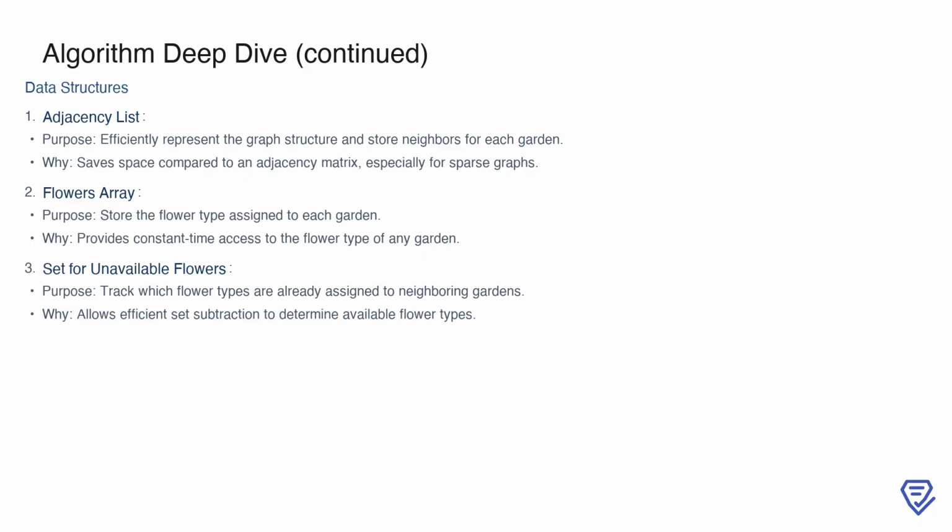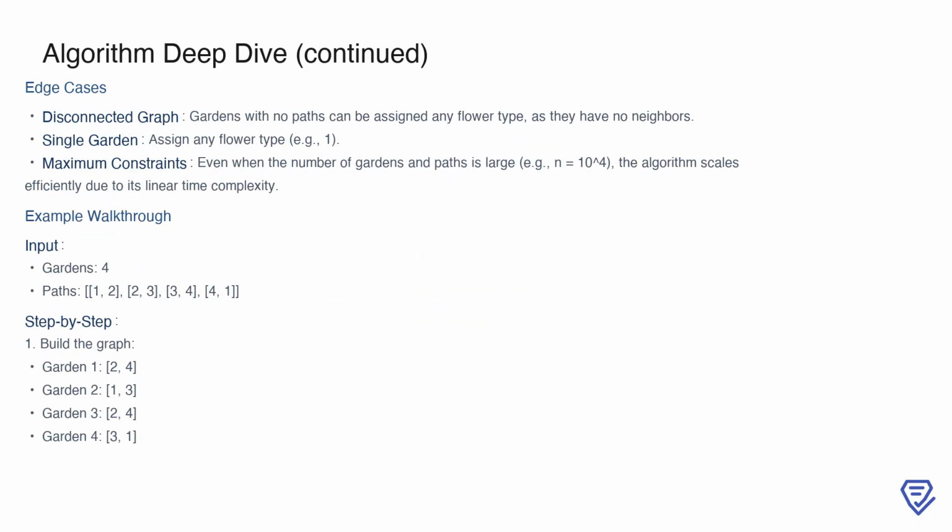Finally, the set of unavailable flower types is used to track the flower types already assigned to a garden's neighbors. By performing set subtraction, we can quickly determine the available options for a given garden, ensuring that the assignment process remains efficient. When solving this problem, it's important to account for edge cases.